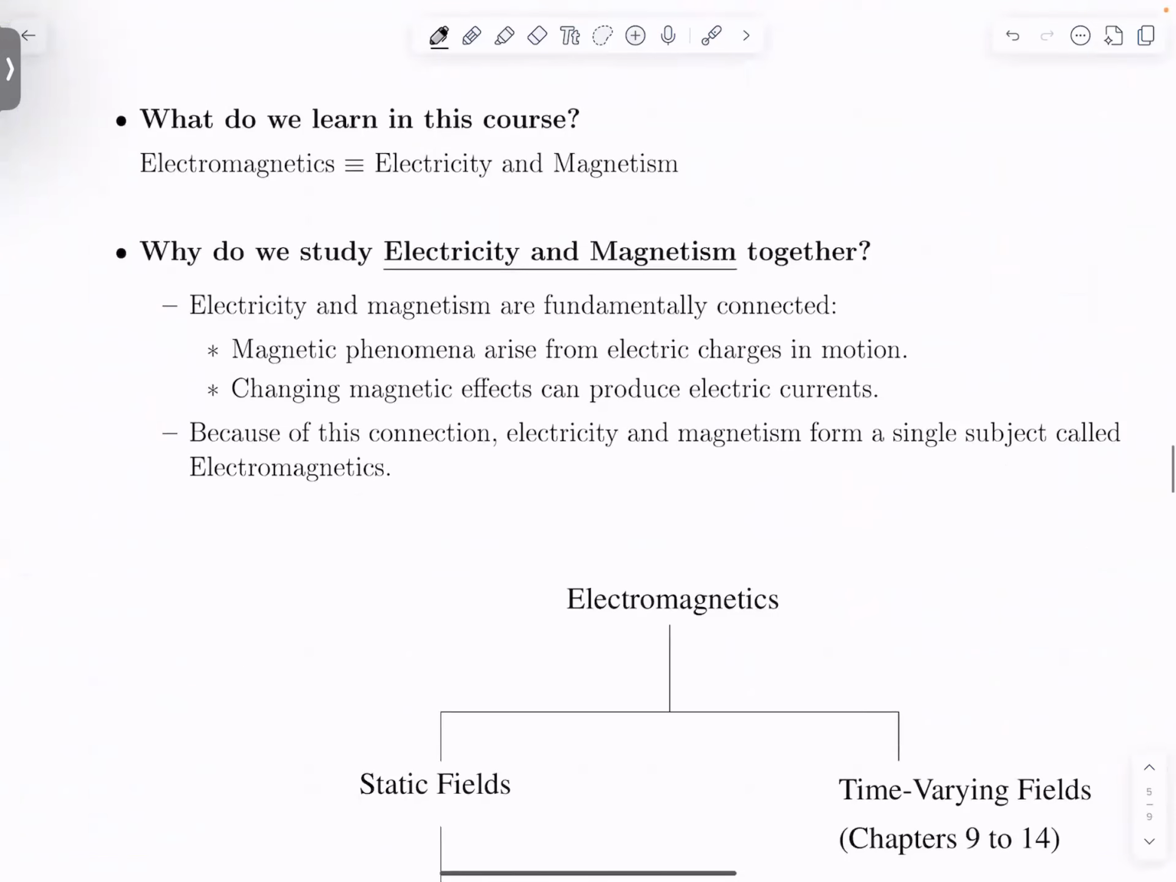Now let's go look at where we are in this course. Some content from the very first lecture: I answered the question, what are we learning in this course. We're learning electromagnetics, which means electricity and magnetism. And why we study them together, like I said in the first class, is because these two phenomena are fundamentally connected. The magnetic phenomena arise from electric charges in motion, and changing magnetic effects can produce electric currents. And that is why we study them together.